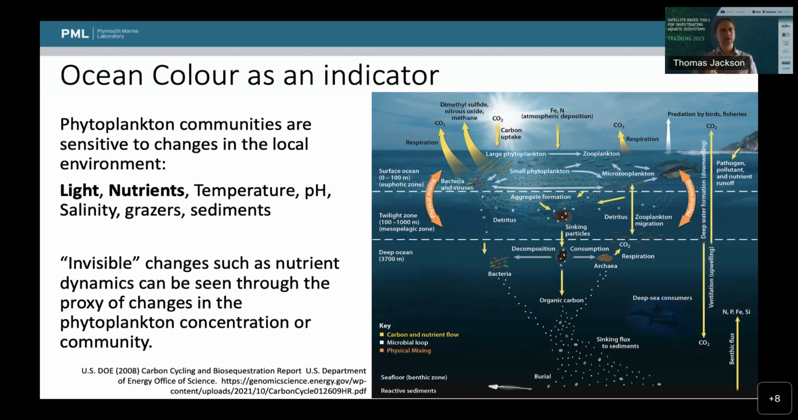But what that means is when they are growing, and we can see them because they have this optical signal, they can be reflecting invisible changes that we couldn't see. We don't yet have the ability to map some nutrients from space, like nitrate or silicate. But if we see particular phytoplankton growing in abundance, then that's probably due to a response to the change in the nutrient levels. So they can be used as a proxy, and we've talked about proxies in previous lectures. In that sense, the phytoplankton themselves can be an indicator of other change.